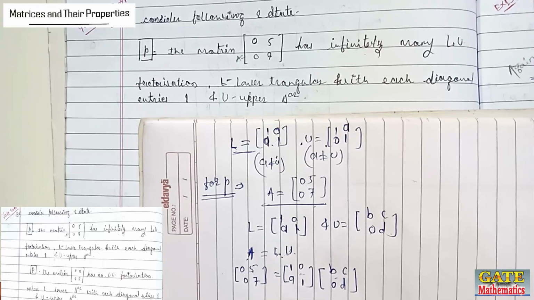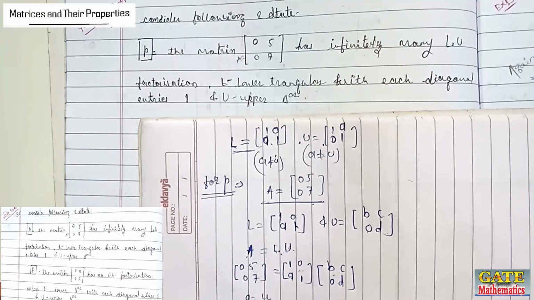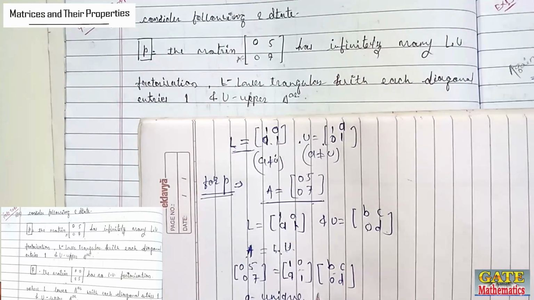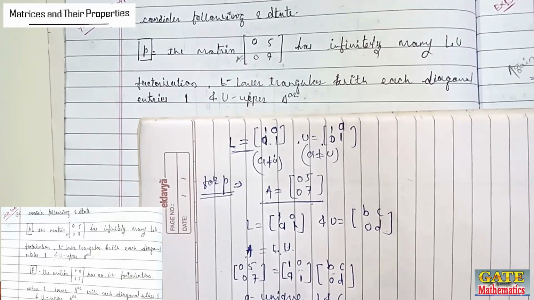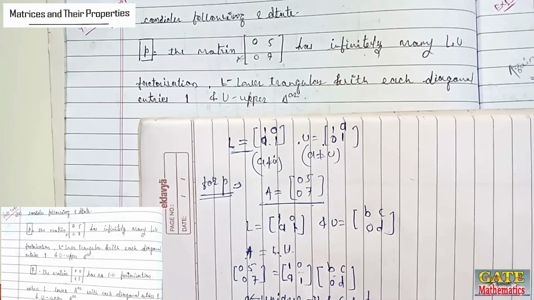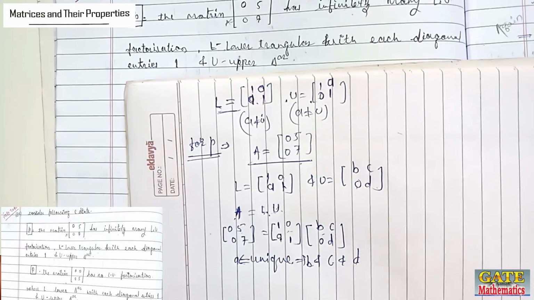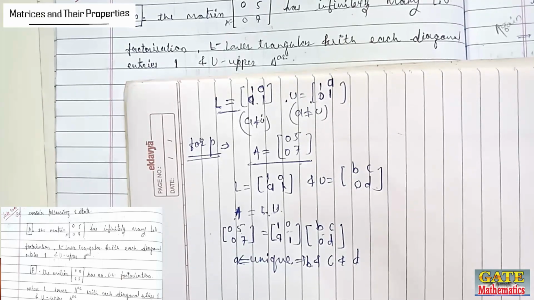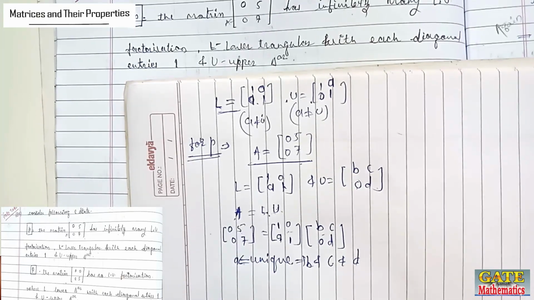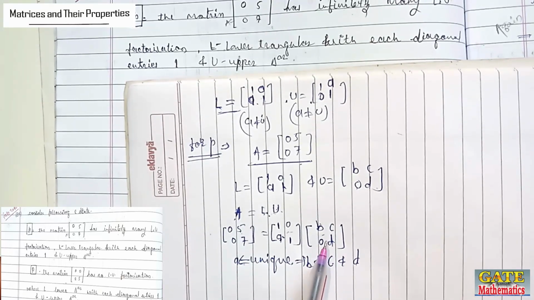So here we can say that if for A we get unique values of a, b, c and d, that means we will get a single value for each of a, b, c, d. Then we say that the LU factorization is unique. Unique means it has a unique value for each and every variable over here. That means it is a finite number of LU decompositions.